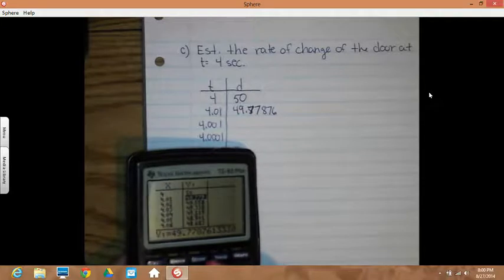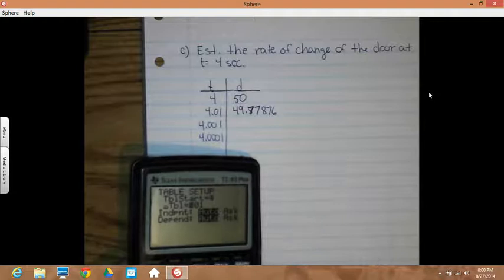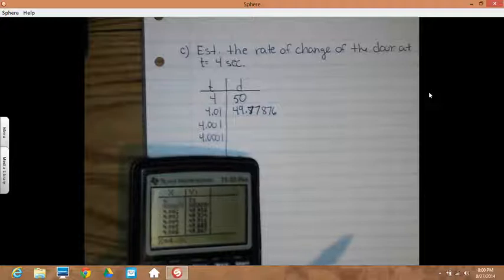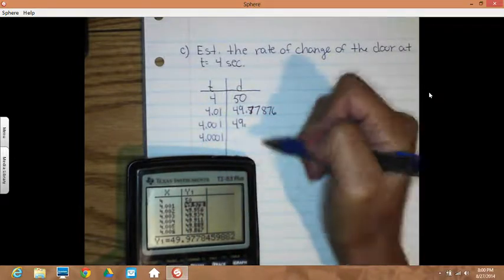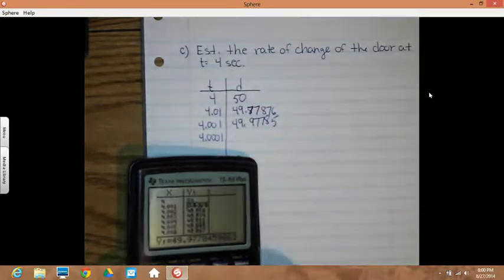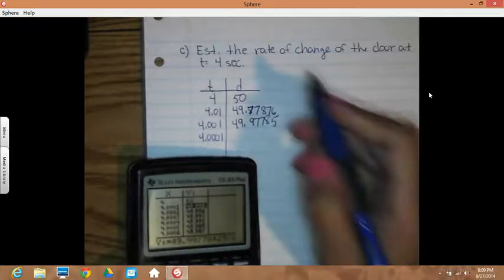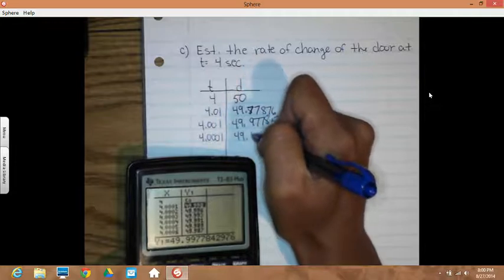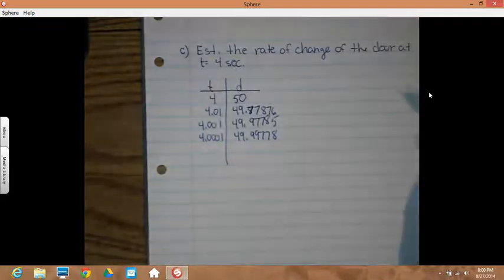So I'll go back to table set. I want this 4.001 value. I'm going to change this to 0.001. I'm reading down here at the bottom. 97785. And I'm going to go one more. 0.0001. 49.99778. Okay, and now we're ready to do our rates of change.